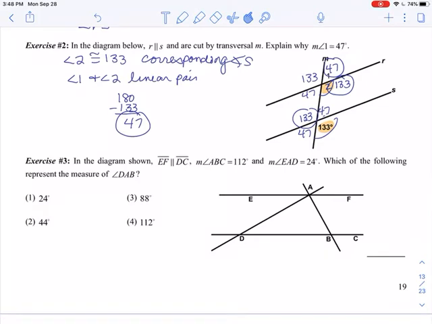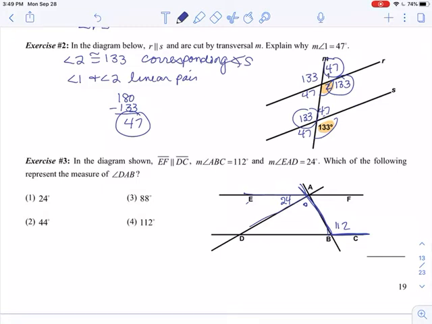All right, multiple choice. This one gets a little bit more confusing because I actually have 2 transversals forming this triangle in the middle. So EF is parallel to DC. Angle ABC, so just follow the order of the letters there, ABC, this angle right here that I am tracing with my pen is 112, and angle EAD, which is up here, is 24. Which of the following represents a measure of angle DAB, which is right there?